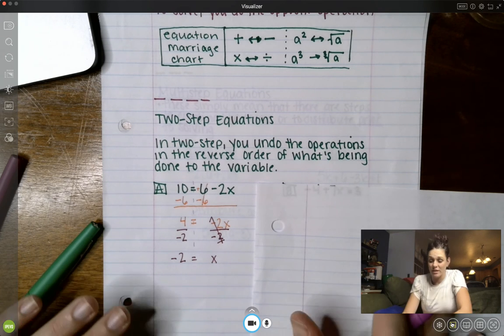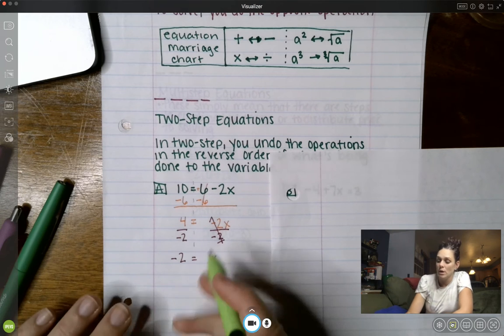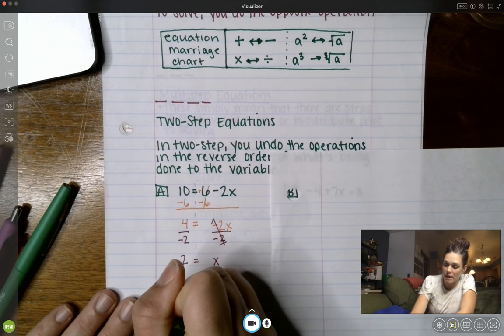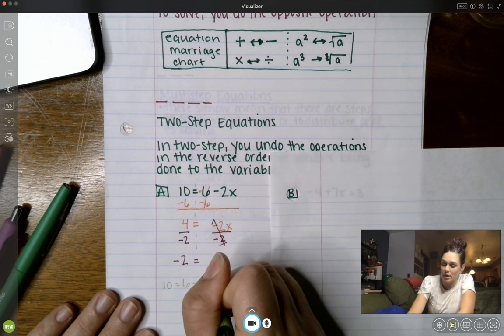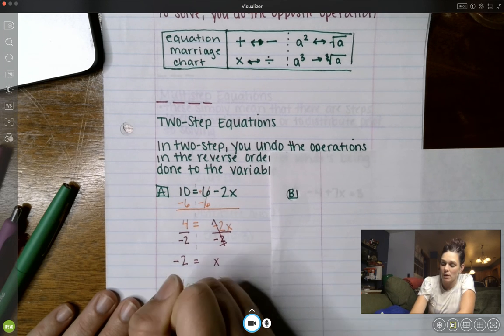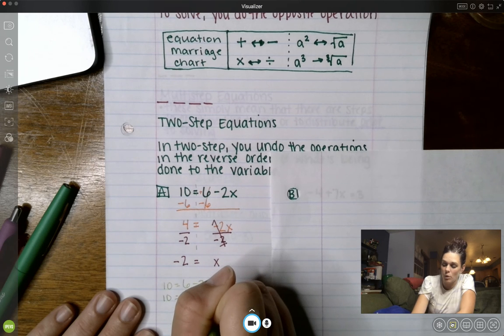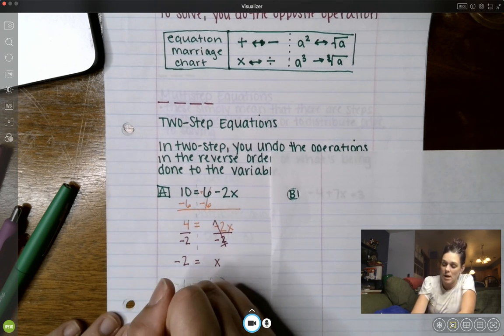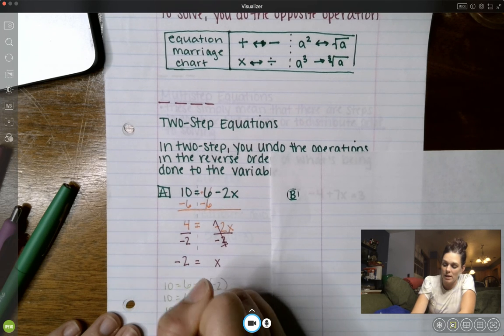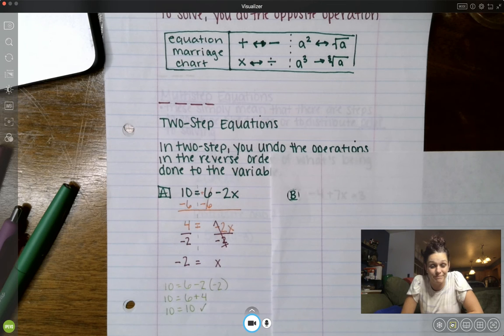Now I can check this answer simply by plugging in my work. So we have our original of 10 equals 6 minus 2x. And now I'm going to plug in for x my -2. 10 equals 6 plus 4, because -2 times -2 is +4. And 10 equals 10. Well, it sure does. That has to be my answer.